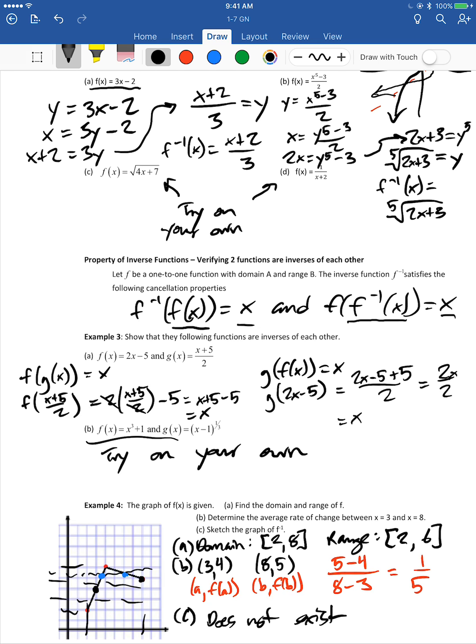If it did not fail the horizontal line test, then all we would need to do is, remember I said that we reflect it over the line y equals x. So we would just need to plot the line y equals x and then reflect each point on this function over that line. We can go through an example of what that would look like in class together. So for now, don't worry too much about that, but just remember that you always need to test to make sure that there is an inverse.